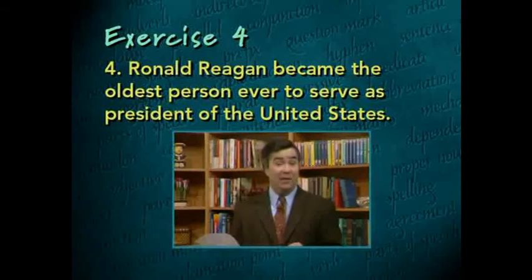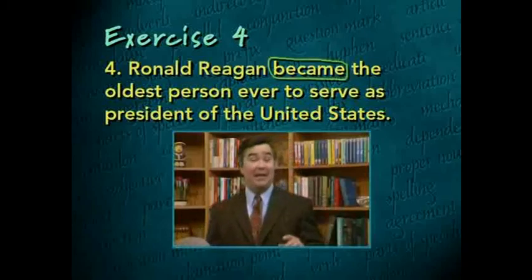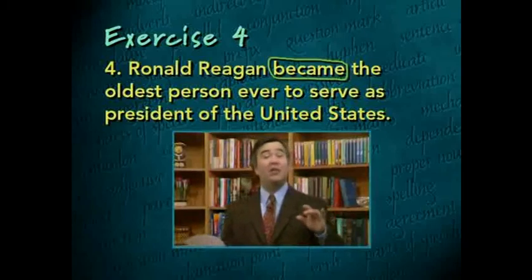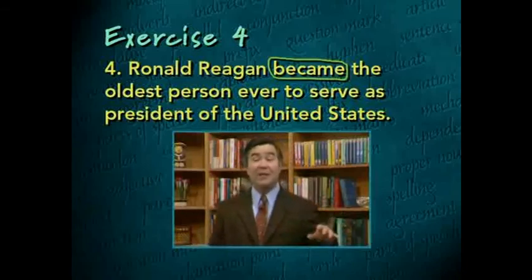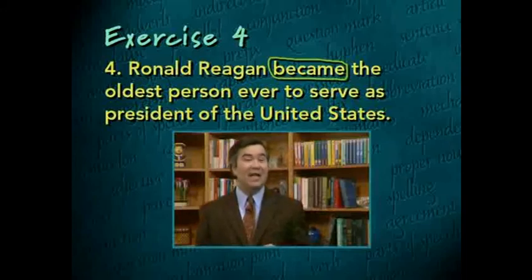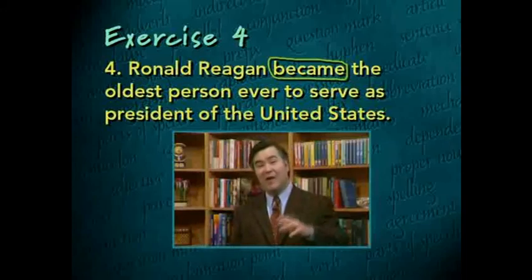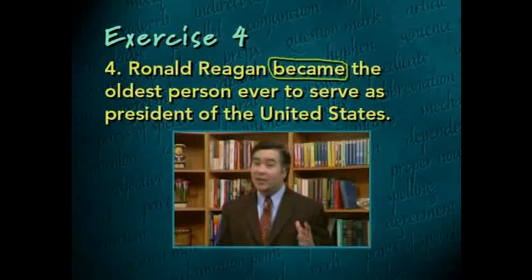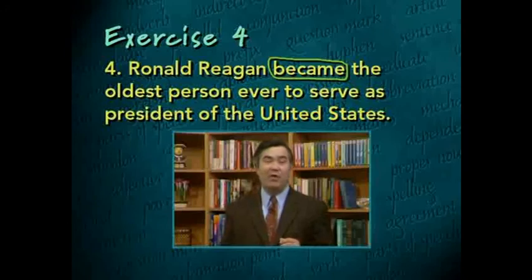What's the verb here? The verb is became, and the subject is Ronald Reagan. So we're being told in this sentence what Ronald Reagan became. Now, became in this sentence is, again, being used as a linking verb. What follows it is what Ronald Reagan was. Once again, the linking verb, even though it's not, in this case, a form of the verb to be, is being used almost as the equivalent of the verb to be.